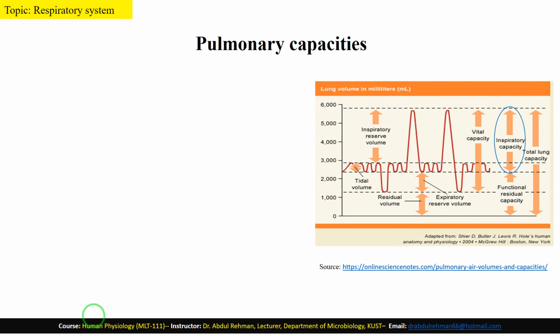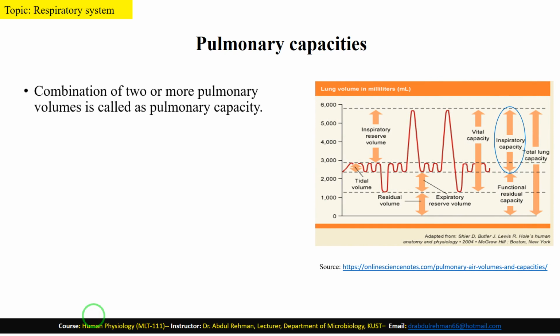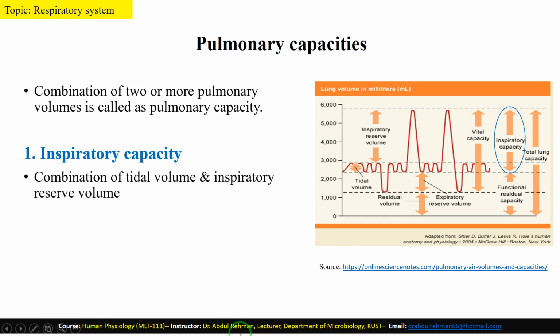Pulmonary capacities. Pulmonary capacities are calculated by combining two or more pulmonary volumes. Among pulmonary capacities, the first one is inspiratory capacity. Inspiratory capacity is the combination of two volumes, that is tidal volume and inspiratory reserve volume. It is calculated using a formula: inspiratory capacity is equal to tidal volume plus inspiratory reserve volume.